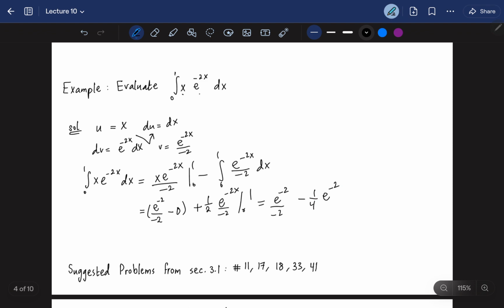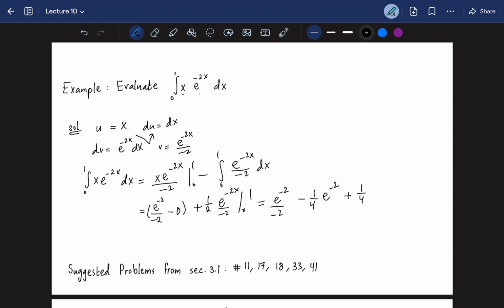You'll get this answer. And since we're doing a definite integral, we don't have a plus c. Okay, so that's it for integration by parts. Just be careful with choosing your u, and once you know your u, you'll be done basically. You just apply the formula.